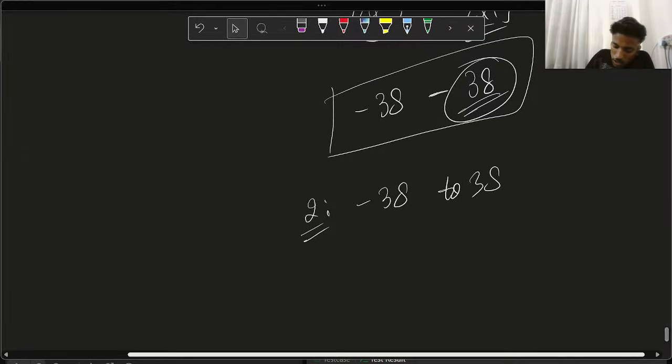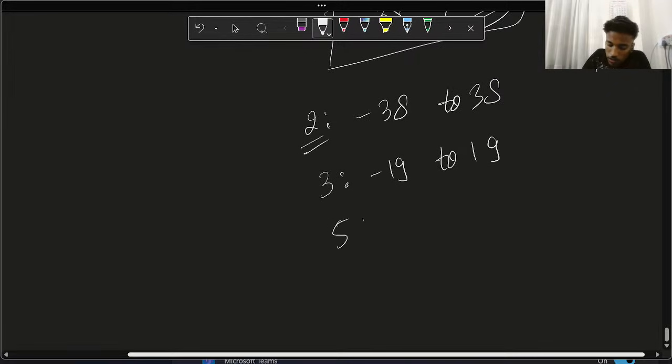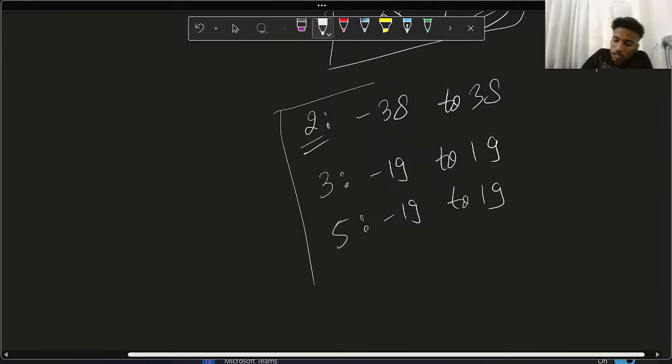For 3, what can happen? It can range from minus 19 to 19, because all the 19 elements can be 3. Similarly, for 5 also, it will range from minus 19 to 19. So these are the ranges.